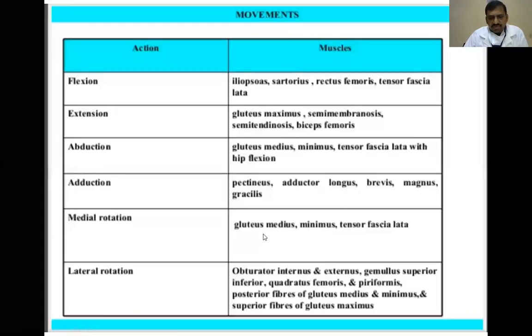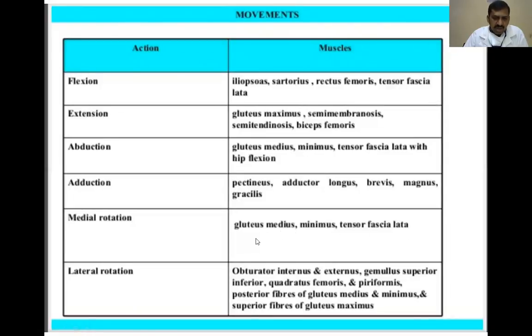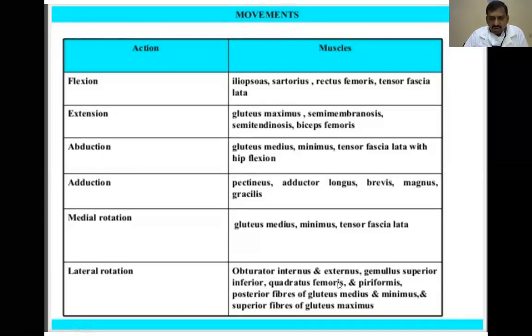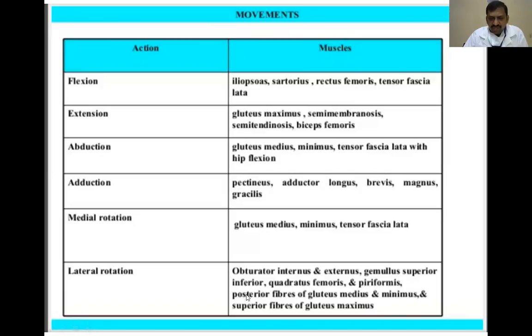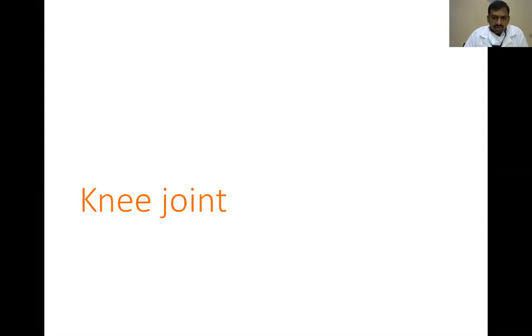The medial rotation is with the help of the gluteus medius, minimus, and tensor fascia lata. And lateral rotation is with the help of the obturator internus and externus, gemellus superior and inferior, quadratus femoris, piriformis, posterior fibers of the gluteus medius and minimus, and superior fibers of the gluteus maximus. These are all the movements which are possible at the hip joint. Next, coming to the knee joint.